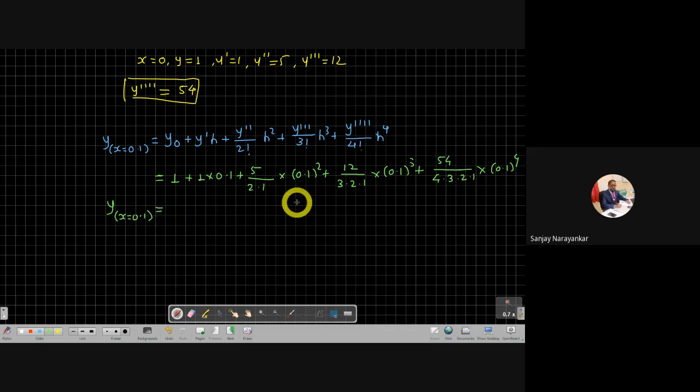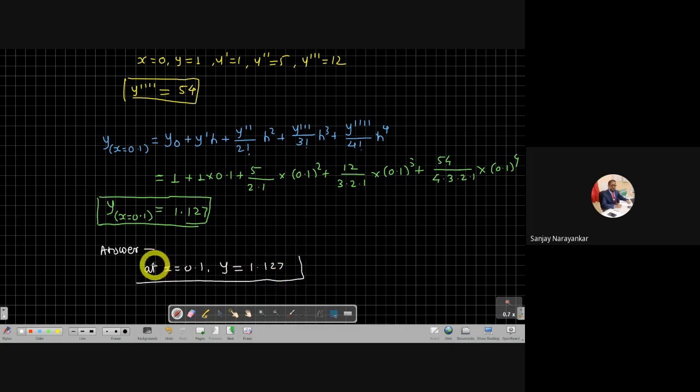Can anyone please? 1.127. 1.127. So this is the value of y at x is equal to 0.1. So you can write your answer here. Answer. Always highlight your answers. At x is equal to 0.1, the value of y is equal to 1.127. Just highlight this. This is your answer.